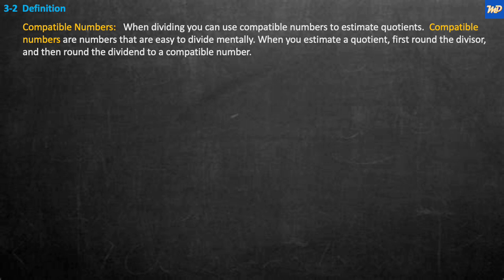Okay, let's get started with a definition. Compatible numbers. When dividing, you can use compatible numbers to estimate quotients. Compatible numbers are numbers that are easy to divide mentally. When you estimate a quotient, first round the divisor and then round the dividend to a compatible number.